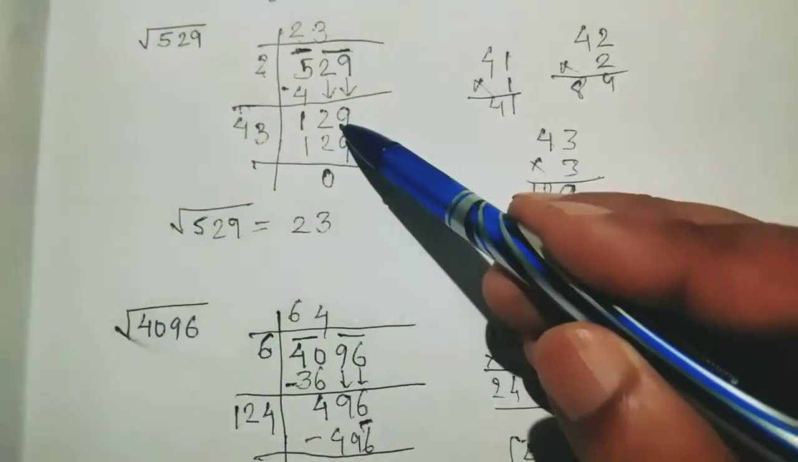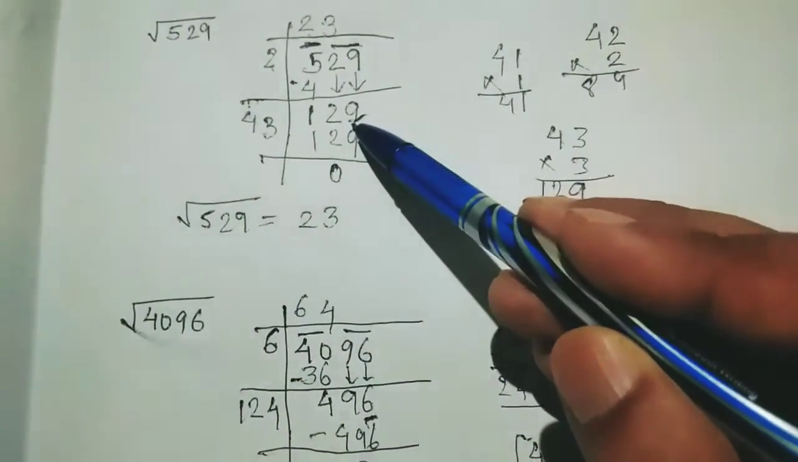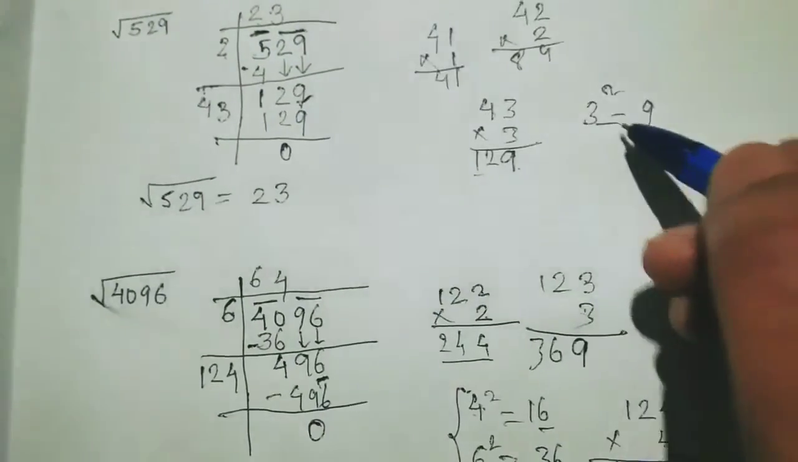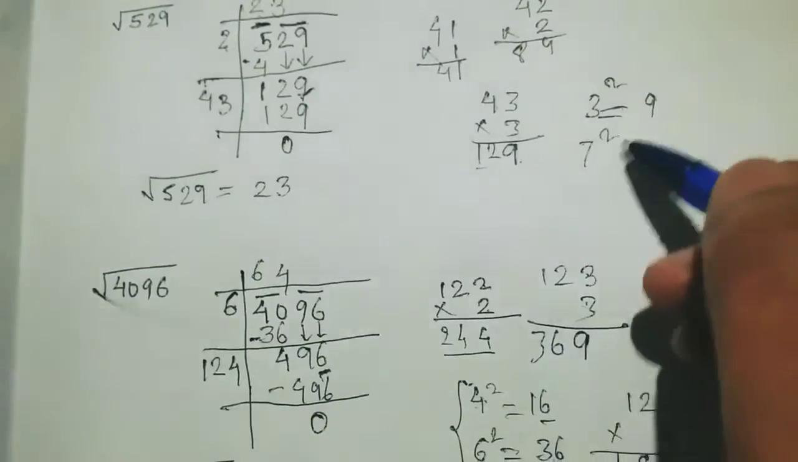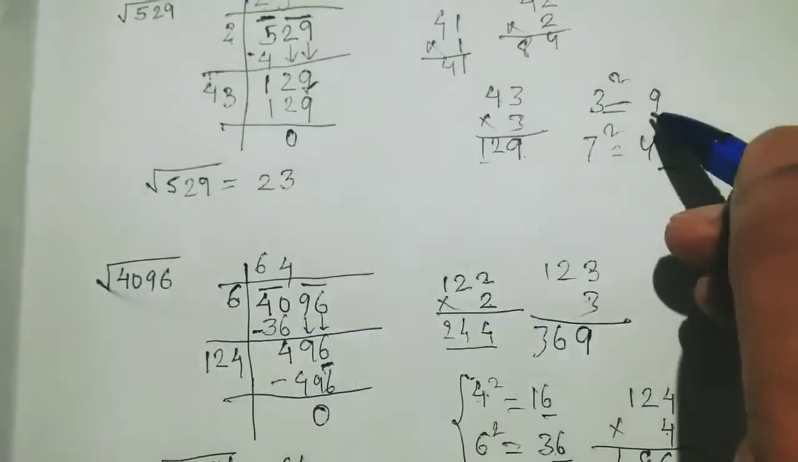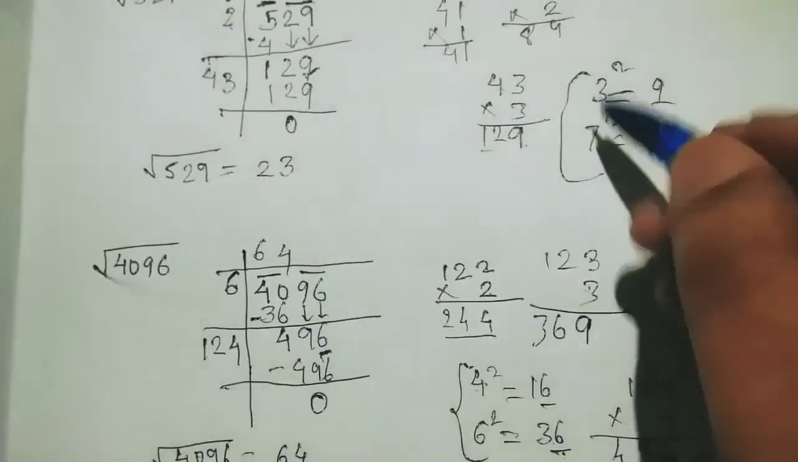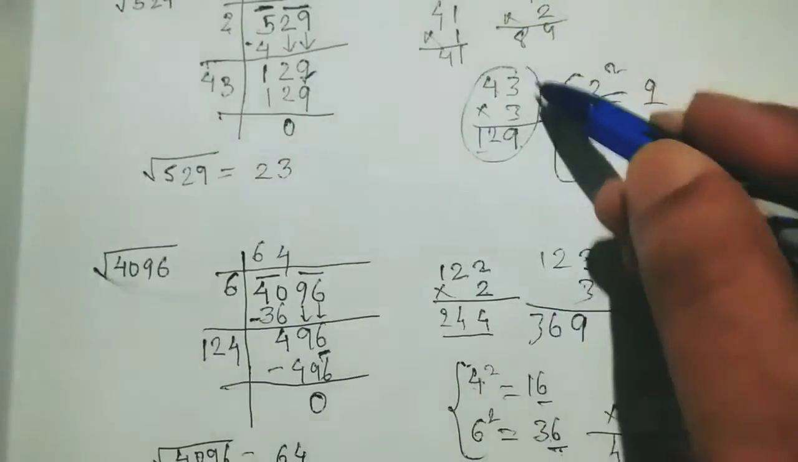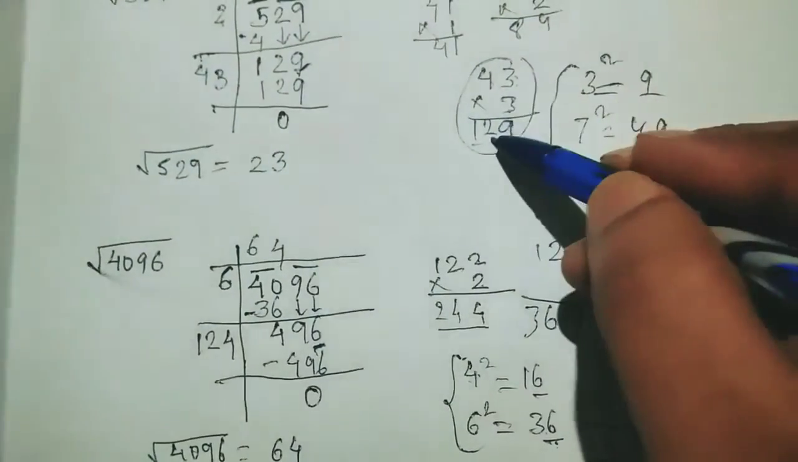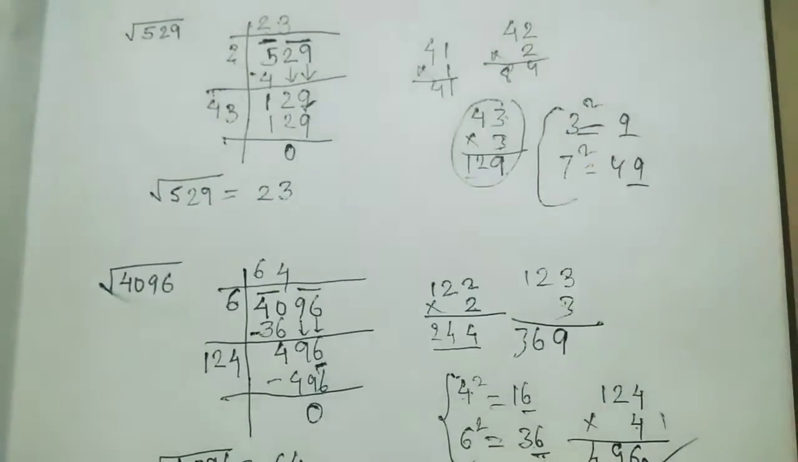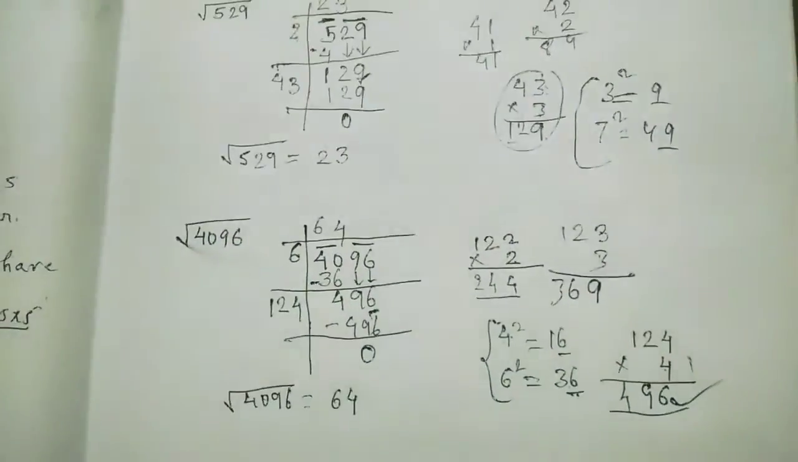See, here the unit digit was 9. So which number has the unit digit 9? 3 square is 9, and 7 square also has 9, that is 49. That means two cases again here, 3 and 7. So we got the answer from 3. See, 3 3s are 9, 3 4s are 12. So in this way you always have to see the unit digit to find the answer of this division.